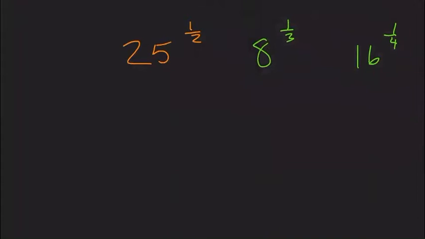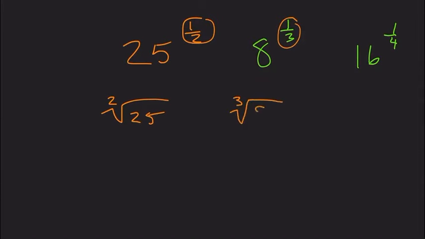So we said if you have something to the 1/2 power, that means you're taking a square root. If you have something to the 1/3 power, that means you're taking a cube root, a third root. If you have something to the 1/4 power, that means you're taking a fourth root. And so on. 5th power would be 5th root.